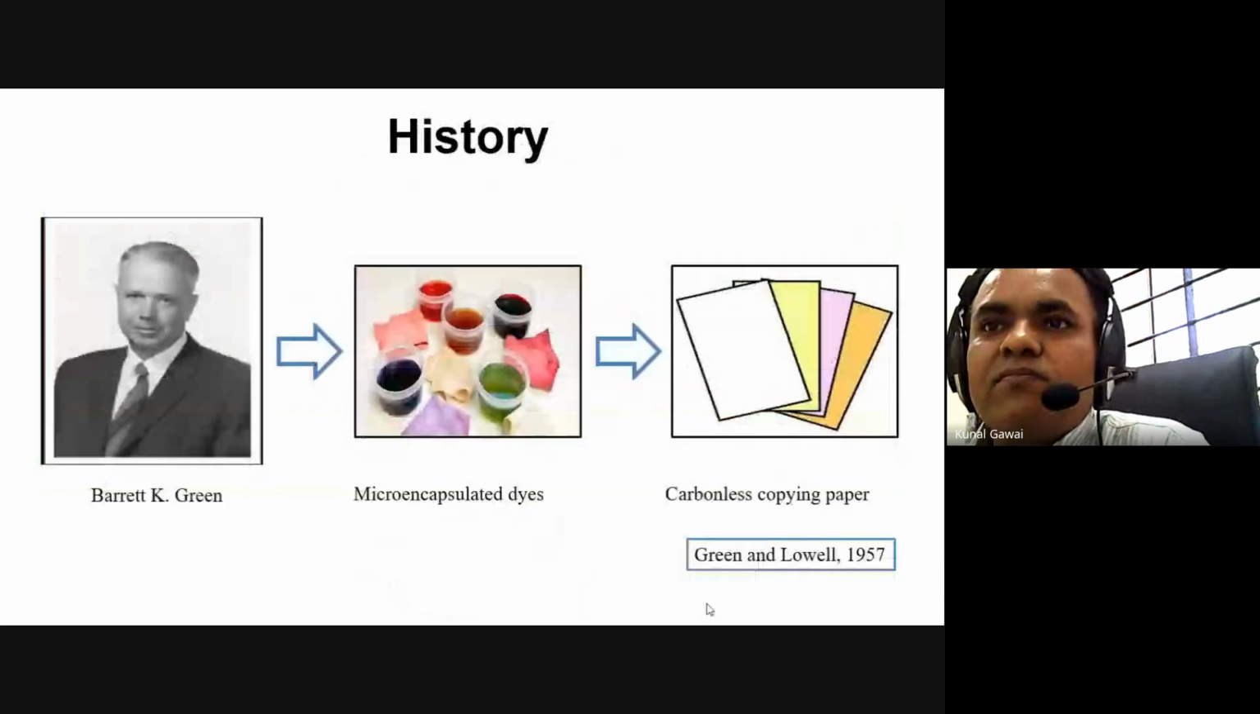So let's see the history. Who was involved with this microencapsulation? This is Dr. Barrett K. Green. He worked on carbonless copying paper.